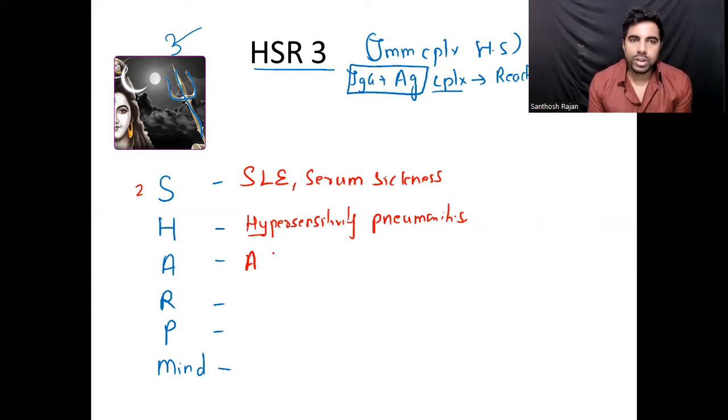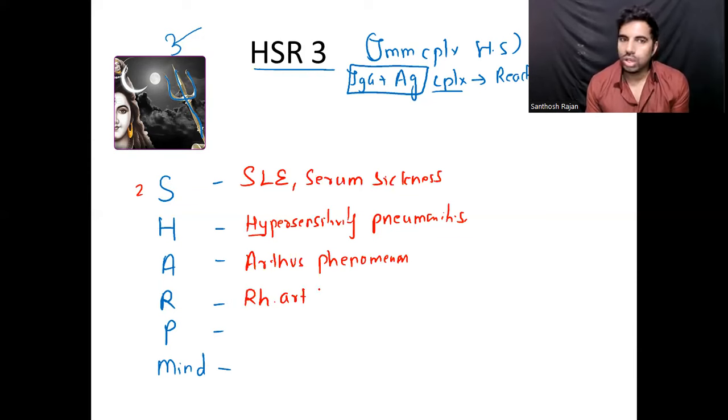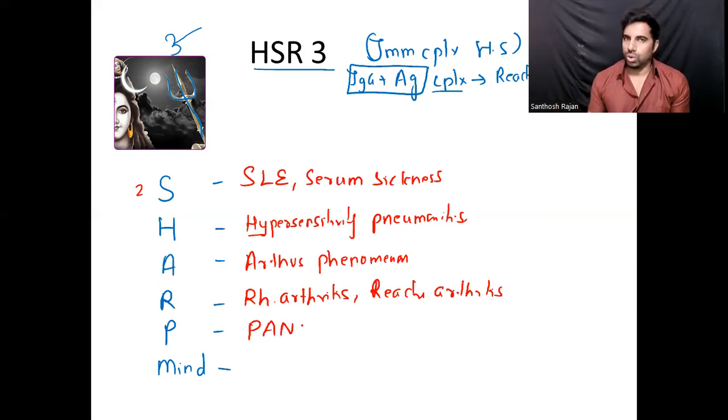A for Arthus phenomenon. Both are type 3: serum sickness and Arthus phenomenon. I'll come there, before that I'll finish this one. We have one more: rheumatoid arthritis. See, rheumatic fever is type 2, but rheumatoid arthritis is immune complex. Also reactive arthritis. These all come here. And P4, you have PAN, polyarteritis nodosa. And also post-streptococcal glomerulonephritis. Rheumatic fever will come in type 2, but post-streptococcal glomerulonephritis will come here. So 2P, 2R.